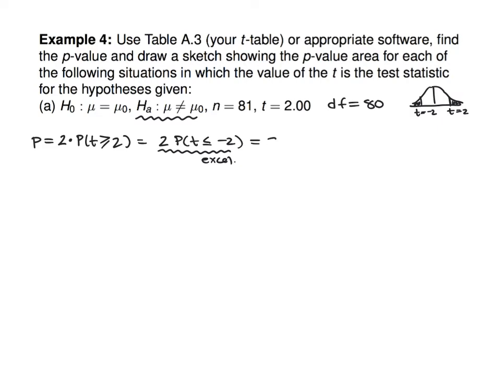So if you enter that, you'll have 2 times t.dist, type in -2, 80, and 1, and you get 2 times 0.024, or a p equal to 0.048.